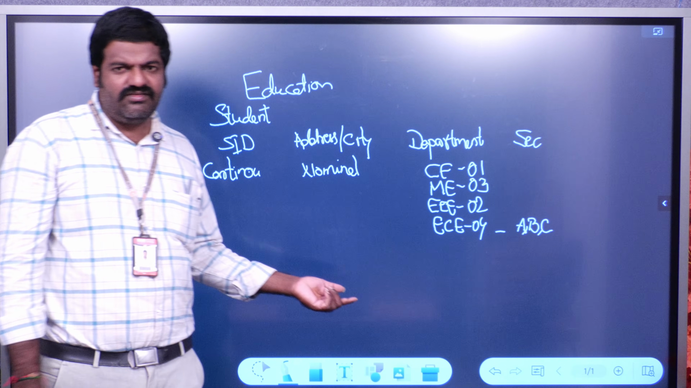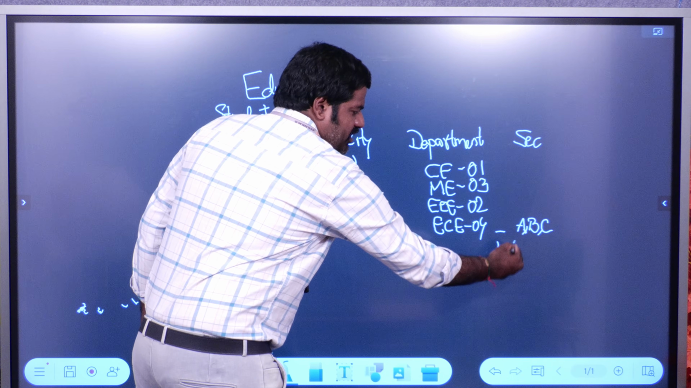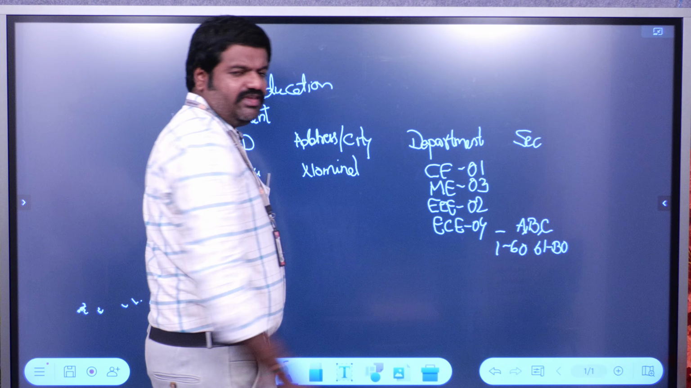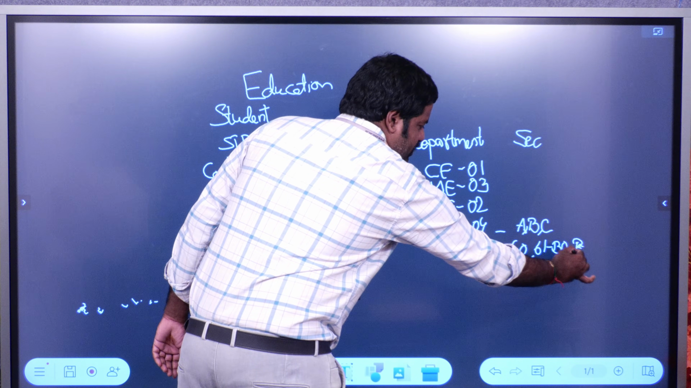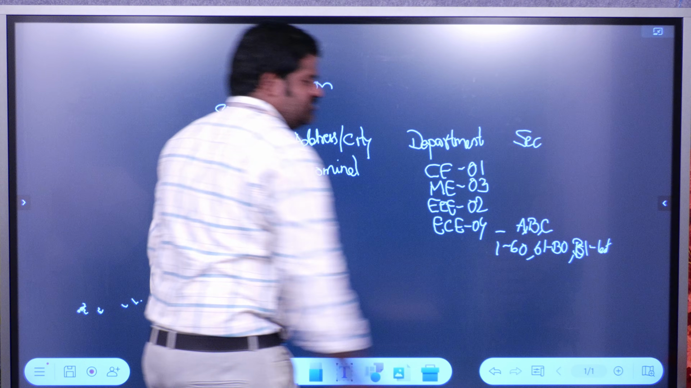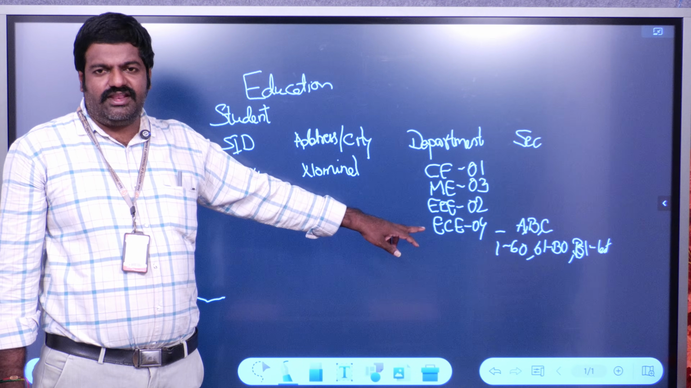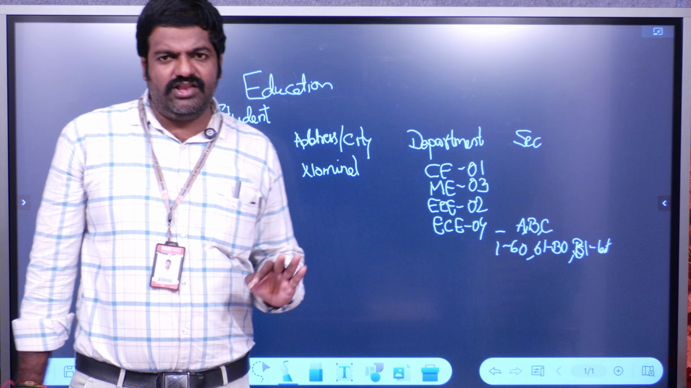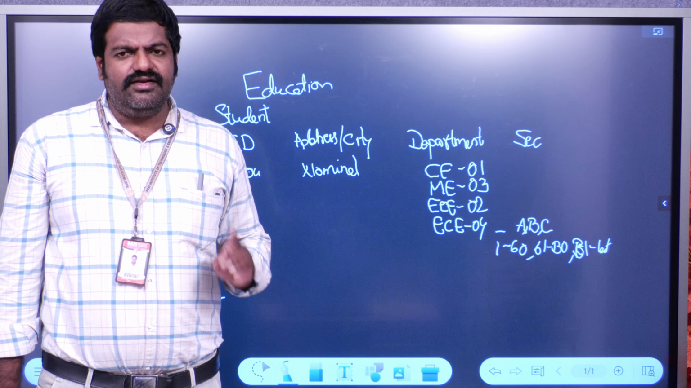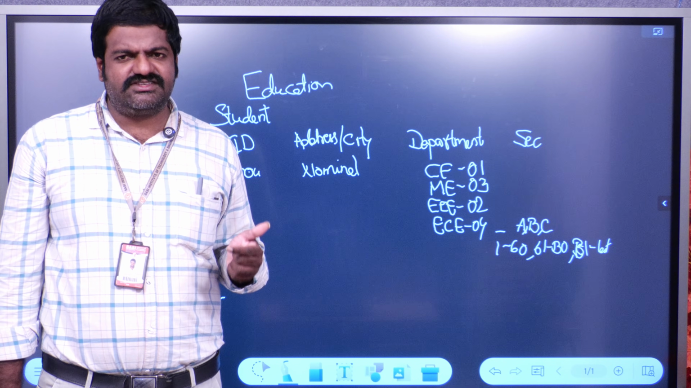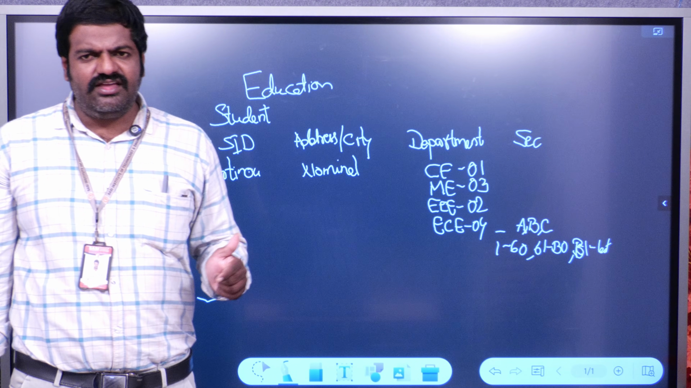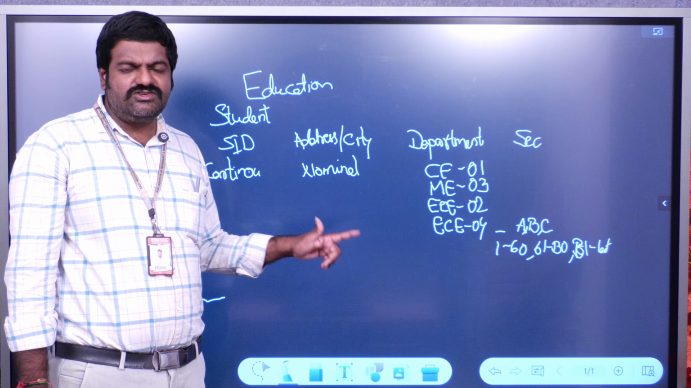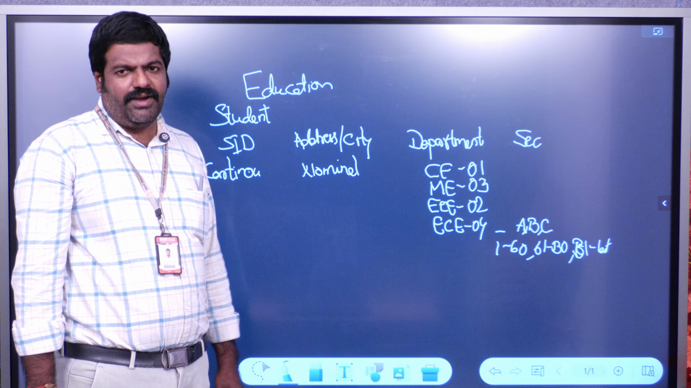There exists an order. Roll numbers 1 to 60 will be in A section, roll numbers 61 to 120 will be in B section, and the rest to the last will be in C section. So that comes under ordinal. Sections come under ordinal because there are only 3 possible values, A, B or C, and there exists an order.